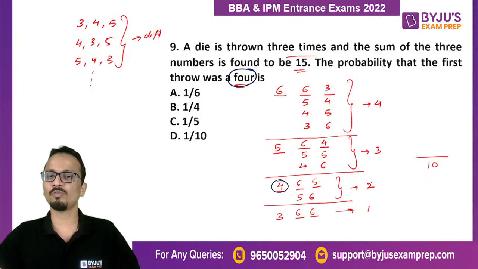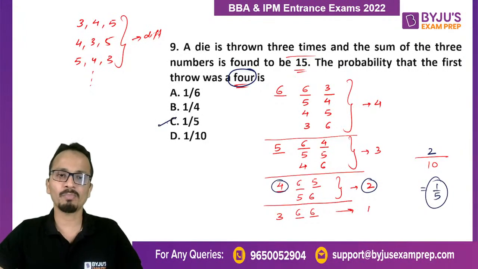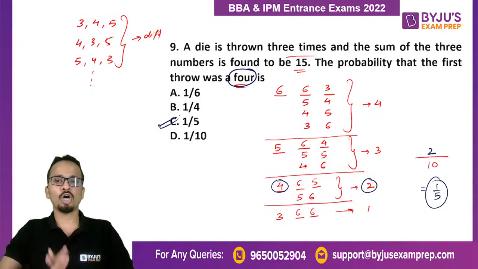So first throw was a 4. There were 2 cases for this. So 2 upon 10, that is 1 upon 5, will be our required probability. So the correct answer is option C.